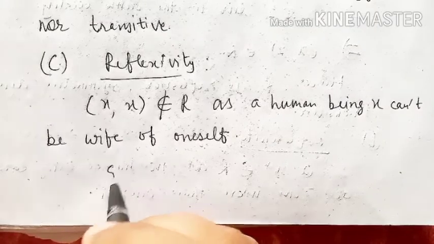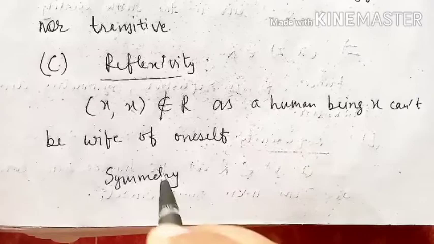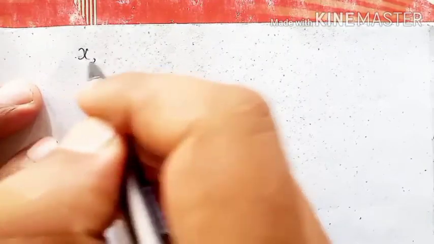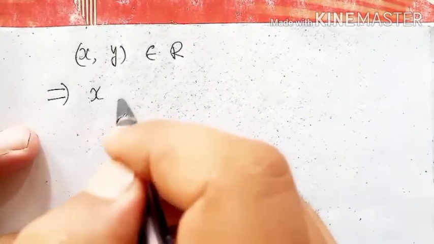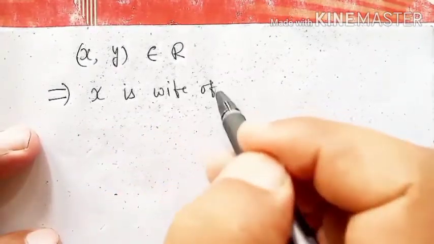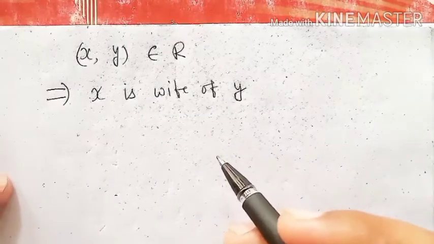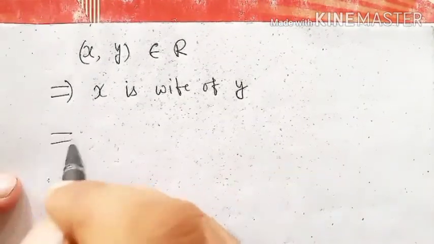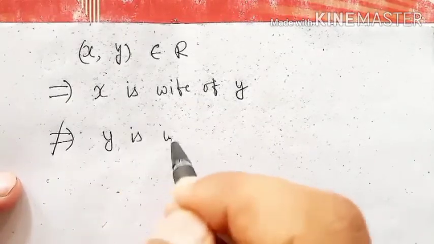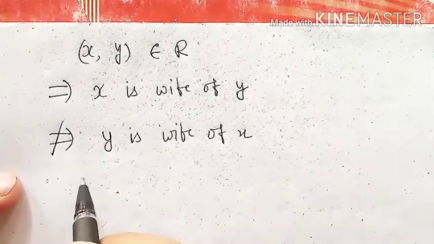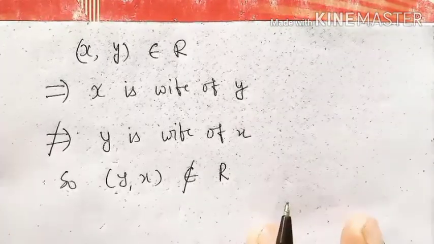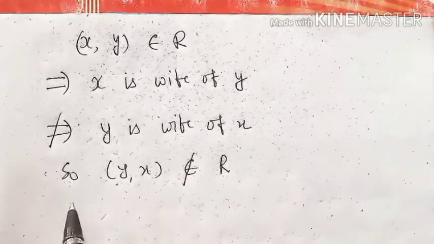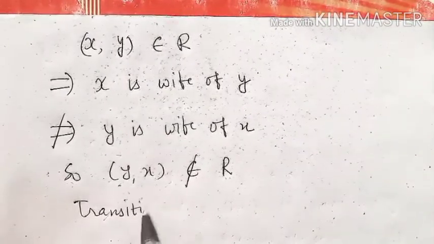Now symmetry. (X, Y) belongs to R implies that X is wife of Y. This does not imply Y is wife of X. So (Y, X) does not belong to R. So R is not symmetric. Now transitivity.